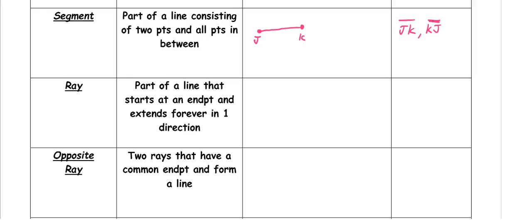A ray is a part of a line that starts at an endpoint and goes forever in one direction. So we're going to still have 2 points on the line, but we're going to name it first with the letter that's at the endpoint. The endpoint always has to come first for a ray. When we have a symbol for a ray, it's going to be a line with only 1 arrow. Now, the arrow is always going to point to the right. It does not matter what direction the ray is pointing.